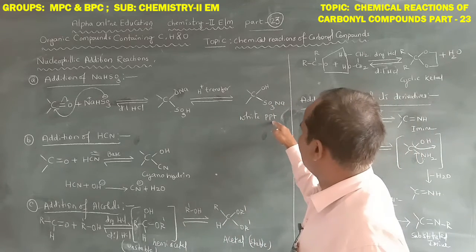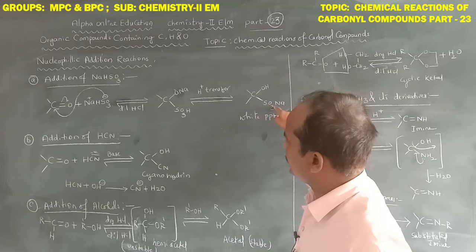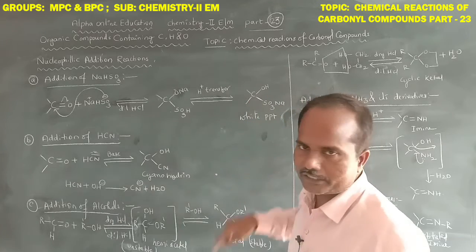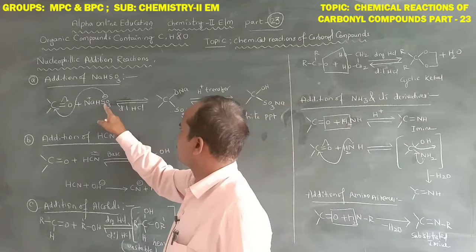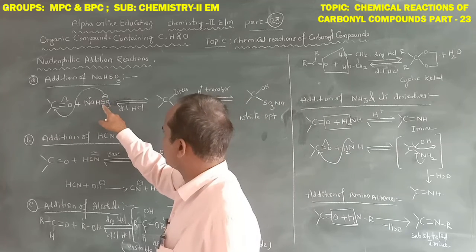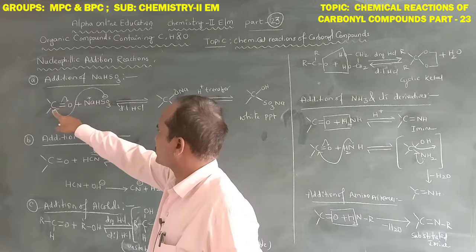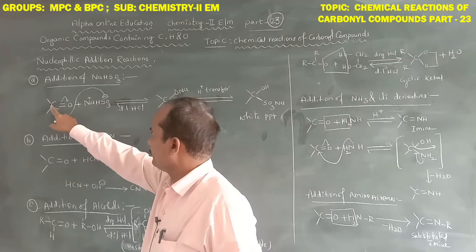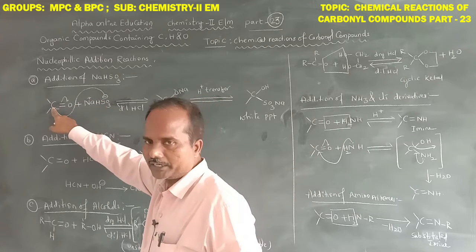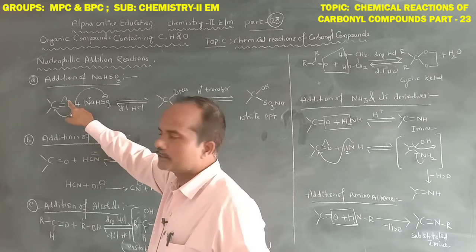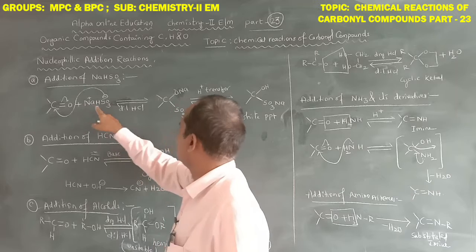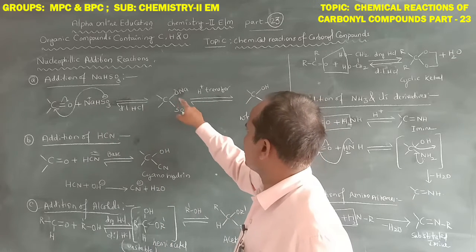Sodium bisulfite adduct is formed. Okay, this is a white precipitate. First of all, the bisulfite anion acts as a nucleophile. This nucleophile attacks the carbonyl carbon, where the electron scarcity is generated. Then after that, the pi electron cloud is polarized towards oxygen. Then here this is the adduct.